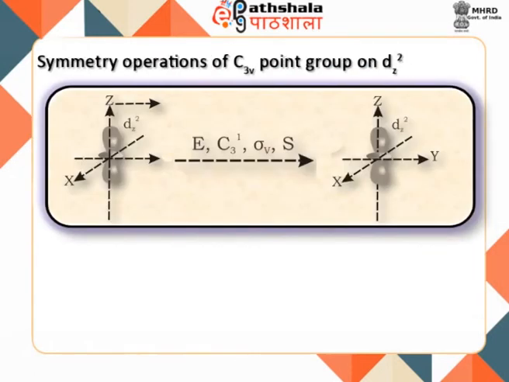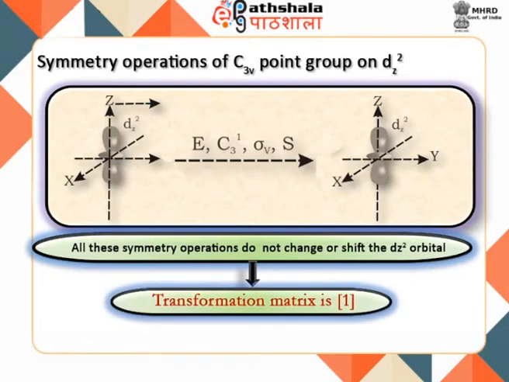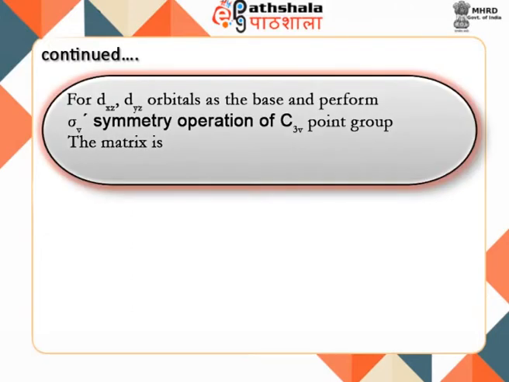Let us now take dz square on the central atom and perform some symmetry operations of the C3v point group. All these symmetry operations do not change or shift the dz square orbital. It means the transformation matrix is 1. As we saw, we obtain a one-dimensional matrix. Similarly, if we take dxz, dyz orbitals as the basis and perform sigma v dash symmetry operation of the C3v point group, we will get a matrix of the type as given. Thus, dxz, dyz orbitals do not mix with other d orbitals and these transform among themselves.